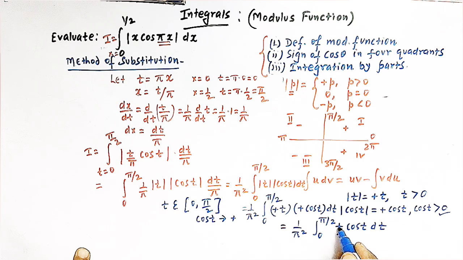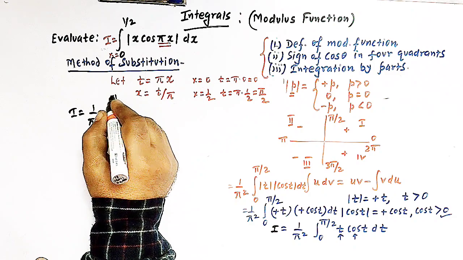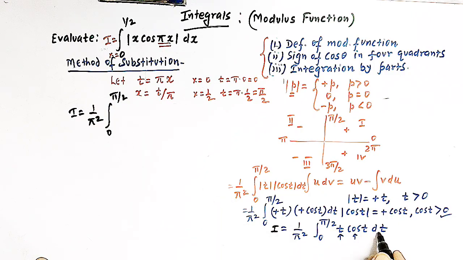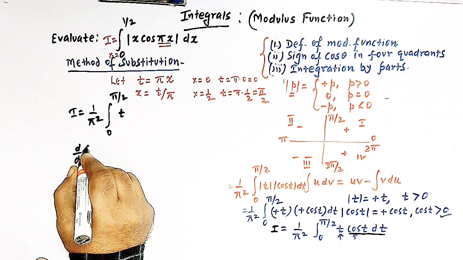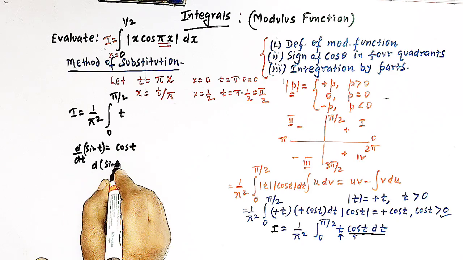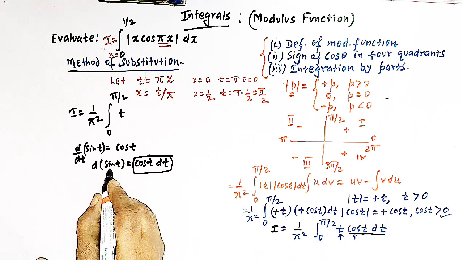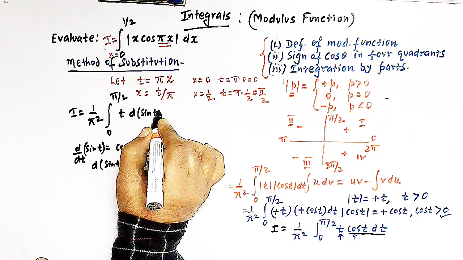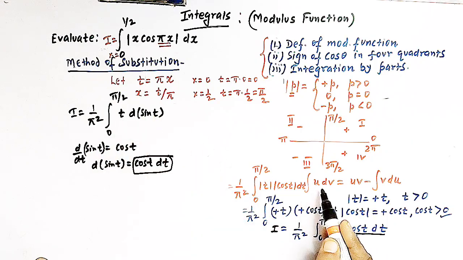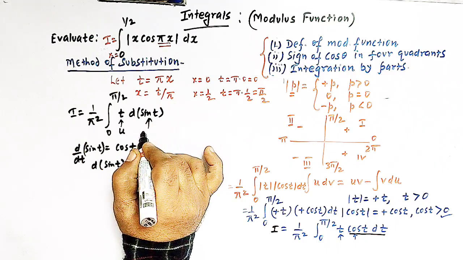Now here we can see that this is the product of two functions of t. One function is a polynomial function, and the other is a trigonometric function. So we can now write the integral I as 1 over pi square, from 0 to pi by 2, t cosine t dt. Now see, the derivative of sine t is equal to cosine t, so we can write d sine t is equal to cos of t dt. So we can replace cos of t dt by d sine t, so that we can now apply the formula of integration by parts.